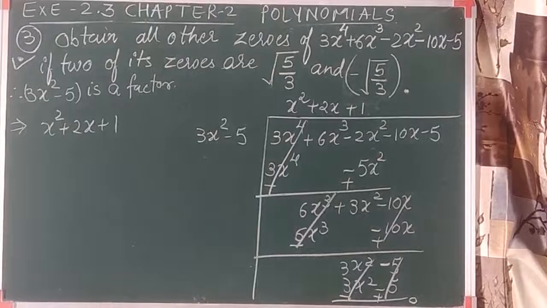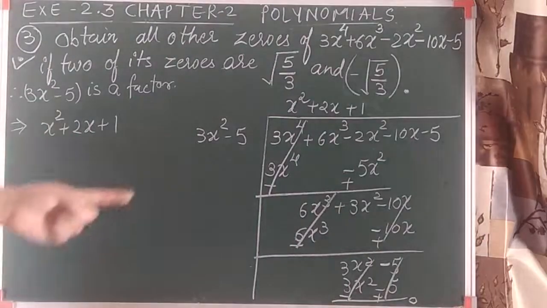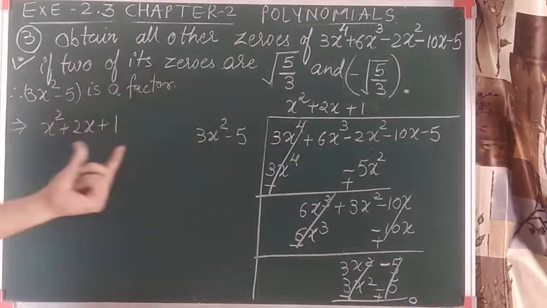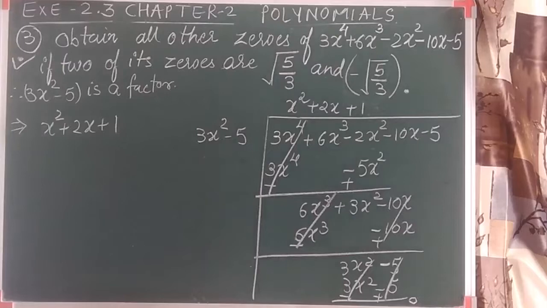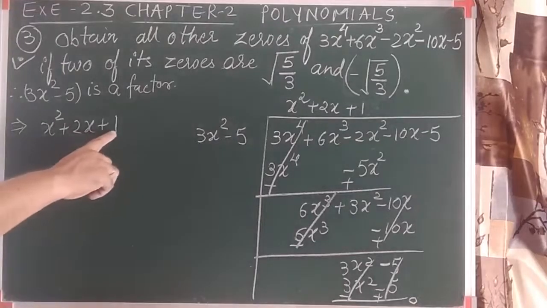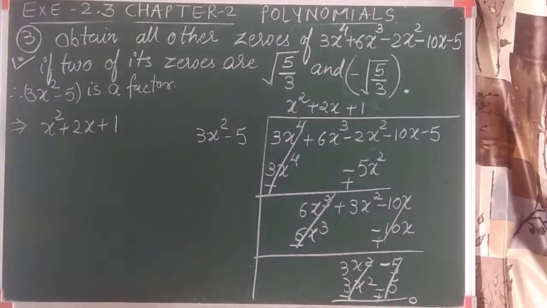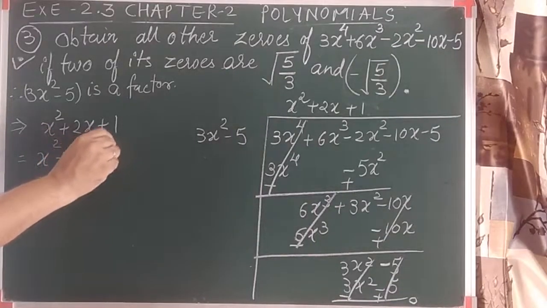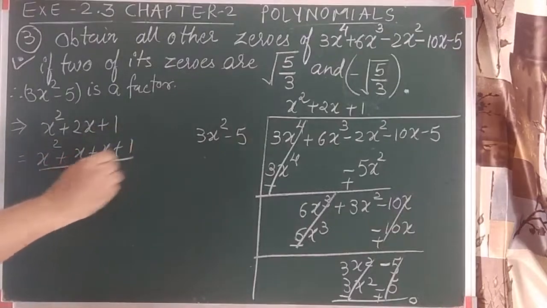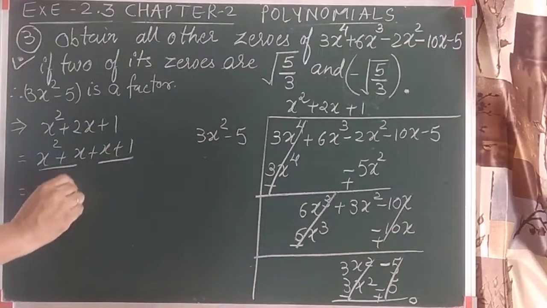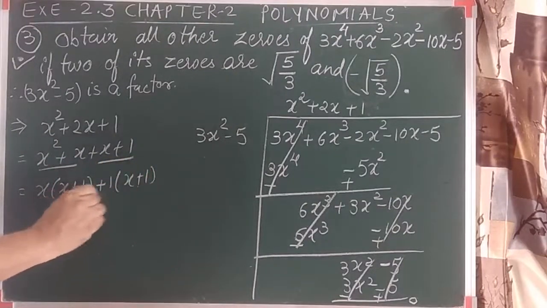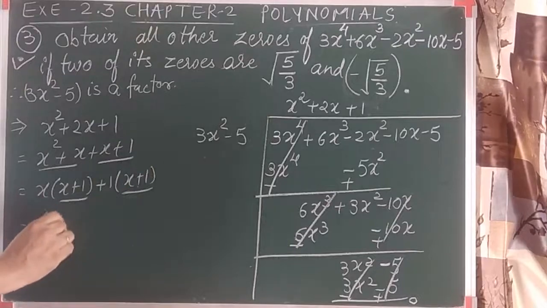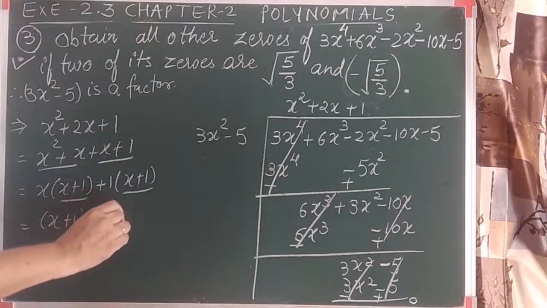To obtain the rest of the two zeros, as we discussed earlier, whatever quotient we obtain, we have to find the factors of it. As it is a quadratic polynomial, it can be factorised by the splitting method. We have to find the factors of 1 and we have to obtain the middle term. So x square plus x plus 1. We take out common. x is common, so it is x plus 1. Plus 1 common, so again it remains x plus 1. So one is x plus 1, another is x plus 1.